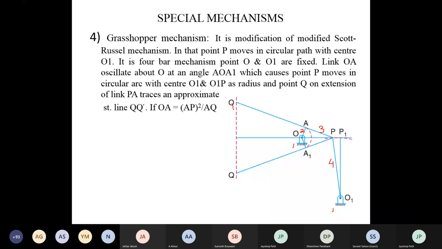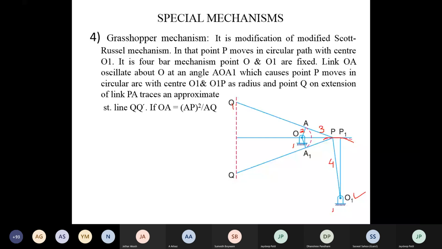Now how it works here: OA oscillates through an angle AOA1. When OA oscillates, what happens? P traces an arc, see here, this is the arc, whose center is O1 and whose radius is O1P. And at the same time, the point Q on the extension of AP traces an approximate straight line Q dash.